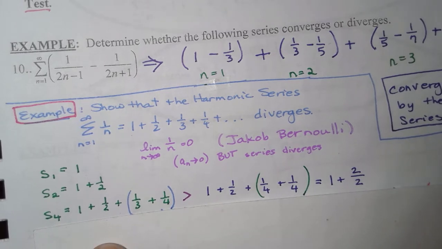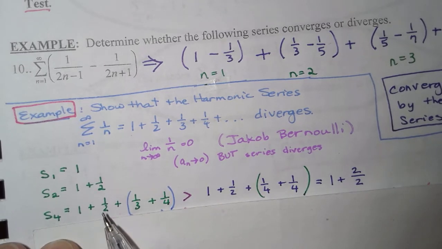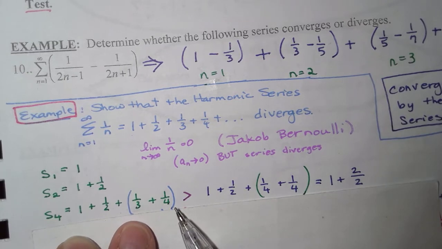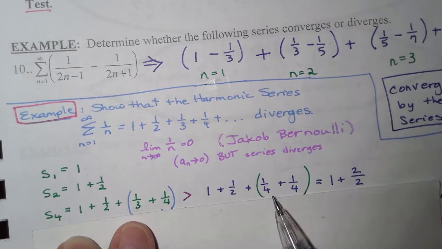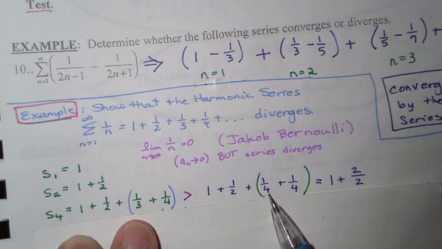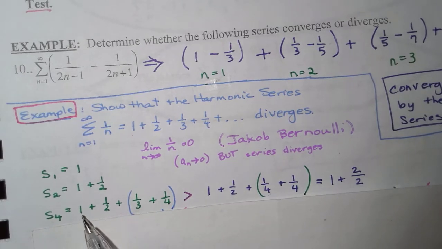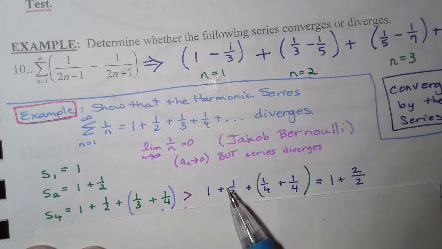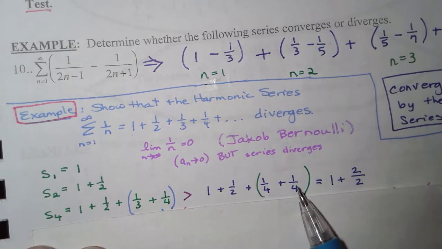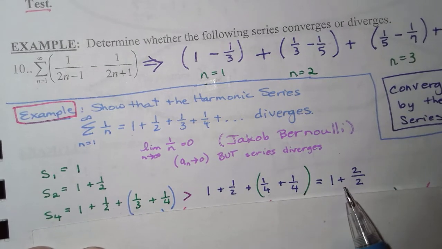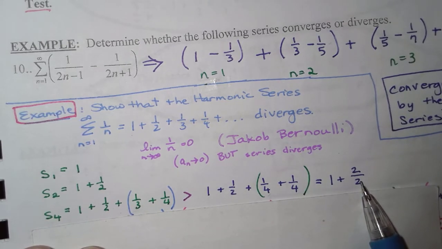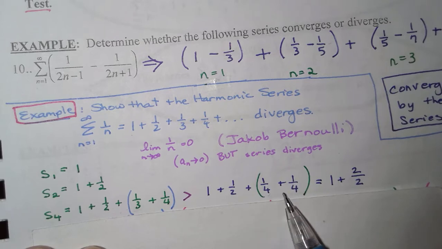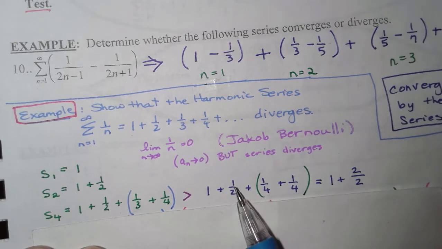Now, what we know is I can look at 1 plus 1/2, and here's what I know. 1/3 is greater than 1/4. So if I were to put 1/4 here, then would it not be true that 1 plus a half plus a third plus a fourth is greater than 1 plus a half plus a fourth, which we know is 1 plus 2 over 2, right? 1 over 2, 2 over 4, 1 plus 1.